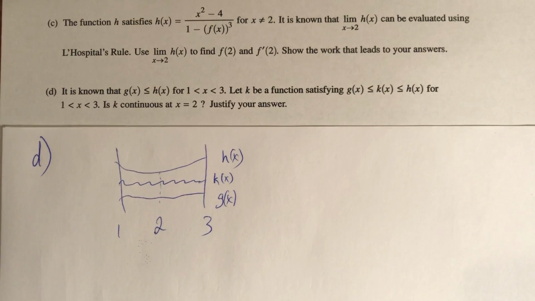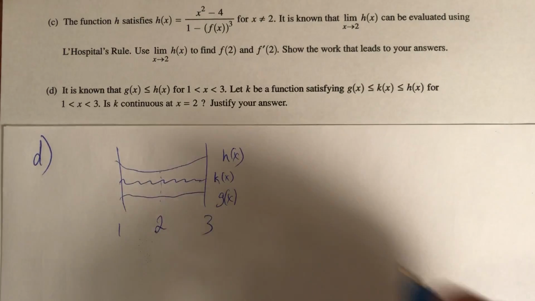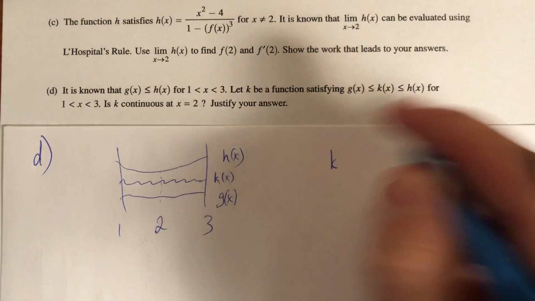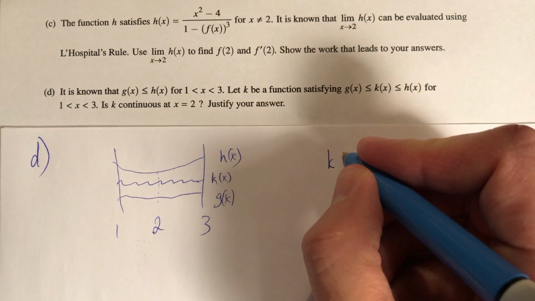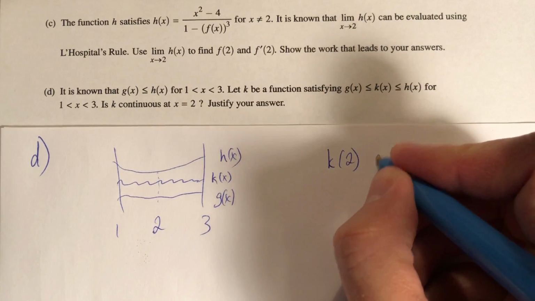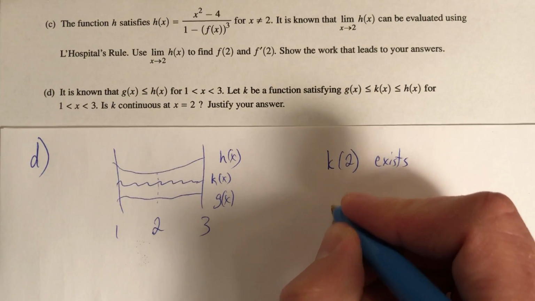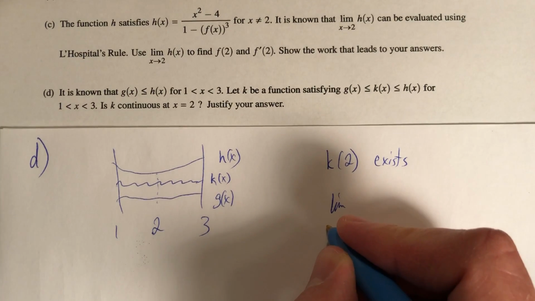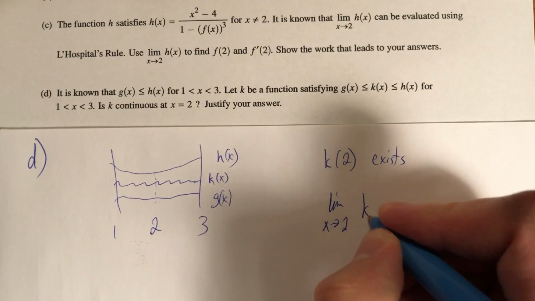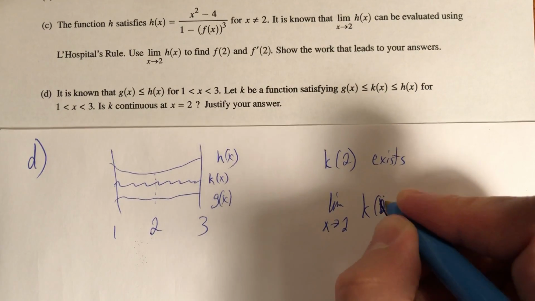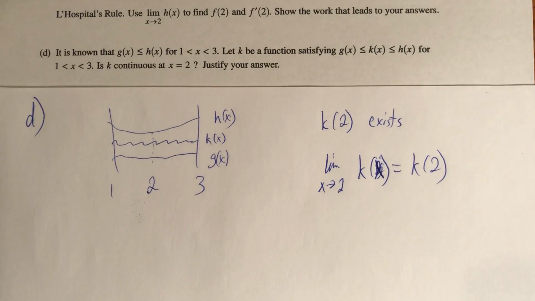So again, if it's going to be continuous, then I'm going to need to say a couple things. I'm just writing over here the stuff that I eventually really need to say. Okay, so I need to say that k of 2 exists, and I also need to know that the limit as x approaches 2 for k of x is equal to the actual value of the function. Well, all right, here's the fun part.